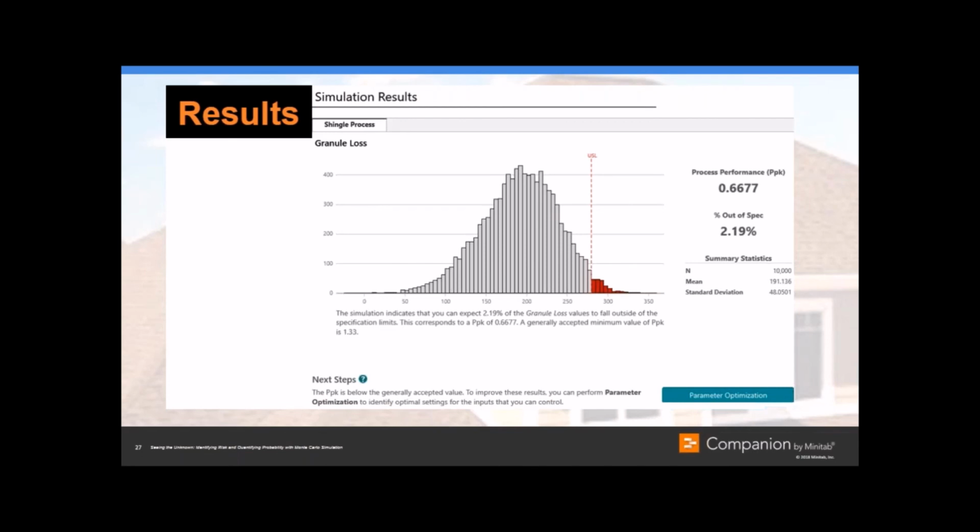There are different options in terms of what you could do. The first thing we recommend, and usually the easier thing from a practical standpoint, is to look at parameter optimization. Can I tweak those parameters? Think of it similar to the response optimizer, but the parameter optimization in Companion takes into account not only that model, but also the uncertainty in those inputs, and tries to find a better setting depending on the objective you set.